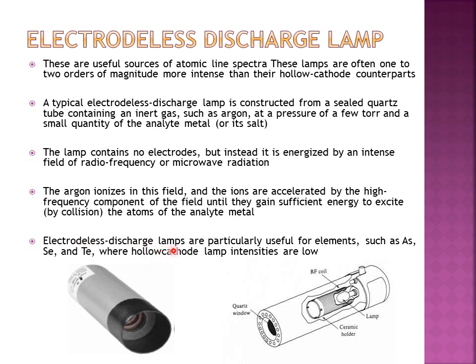Electrodeless discharge lamps are particularly useful for elements like arsenic, selenium and tellurium, because these require intense lines as compared to the other elements, and these intense lines are not produced in the case of hollow cathode lamps.